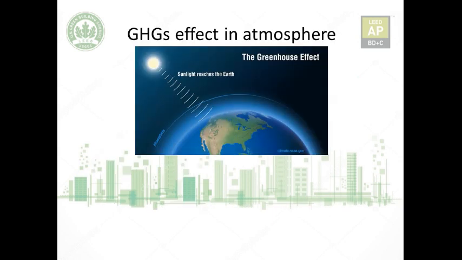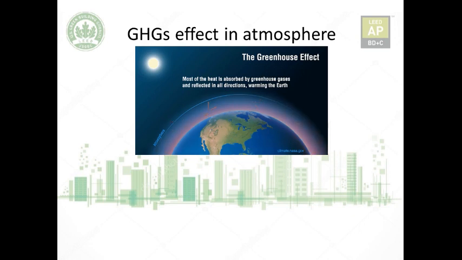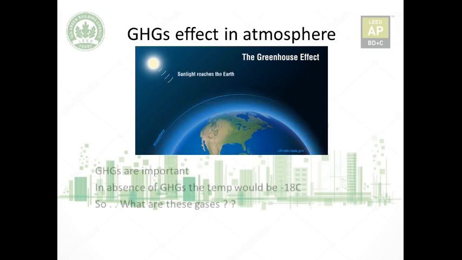Now let's see how the greenhouse gases have the same effect in the atmosphere as in the greenhouse. I found this GIF on climate.nasa.gov that explains almost everything. If you look at the GIF, the sunlight reaches the earth, some energy is reflected back into the space, some is absorbed and re-radiated as heat, and most of this heat is absorbed by the greenhouse gases and reflected in all directions, in turn warming the earth.